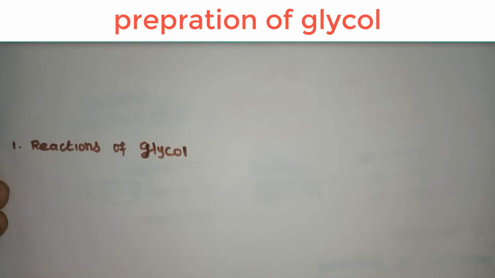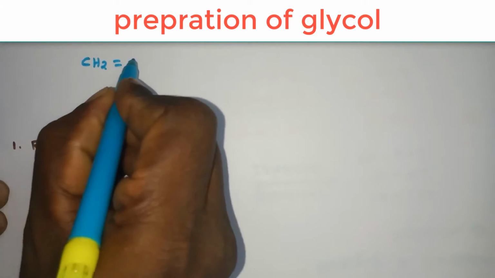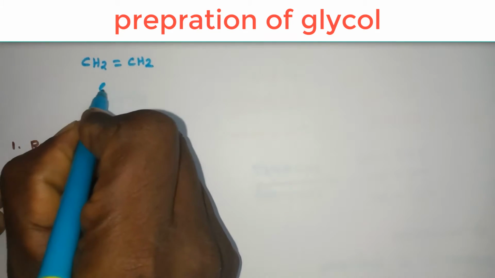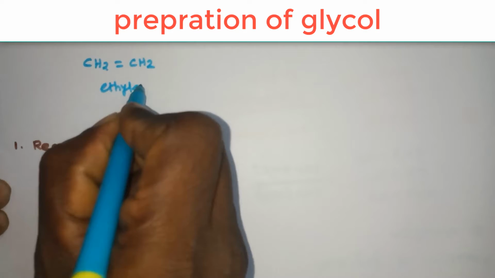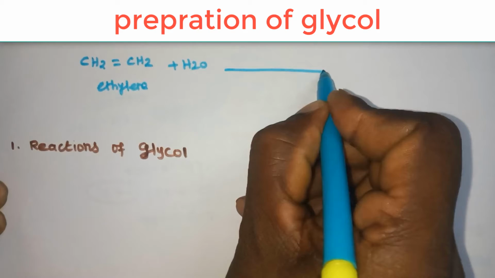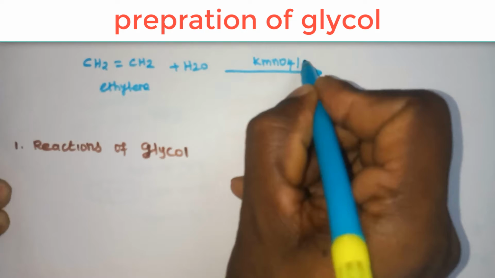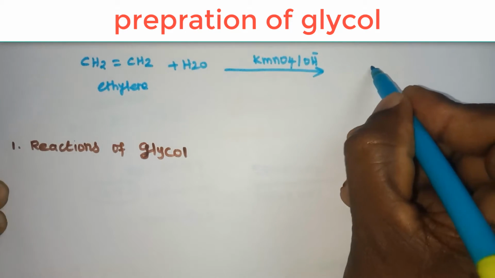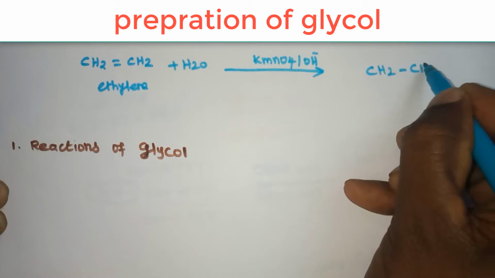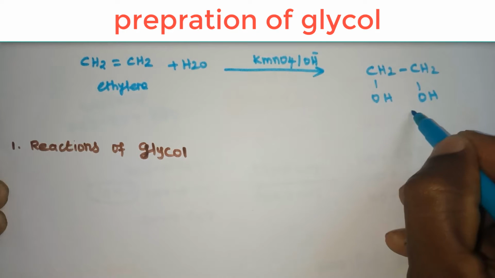Hydroxylation of ethylene using cold alkaline potassium permanganate gives ethylene glycol or glycol. Ethylene is CH2=CH2. In water, in the presence of cold alkaline potassium permanganate, hydroxylation takes place and ethylene glycol is formed, CH2OH-CH2OH. This is glycol or ethylene glycol.